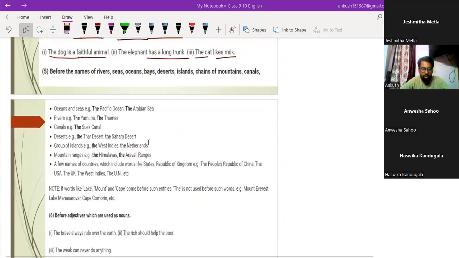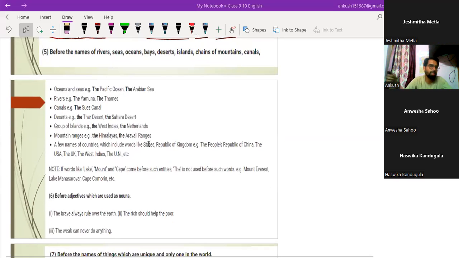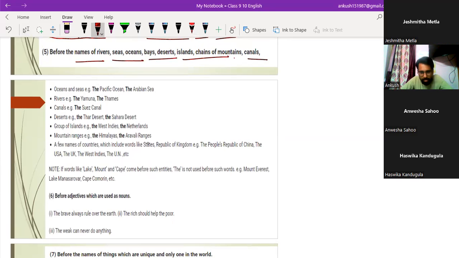Now the fifth point is about before the names of rivers, seas, oceans, bays, deserts, islands, chains of mountains, canals. I think this rule has been taught to us since our childhood. It was there in third standard as well. So we have to use 'the' before all these. Okay. Then when do we use it?